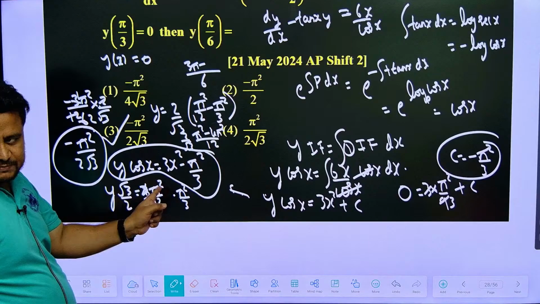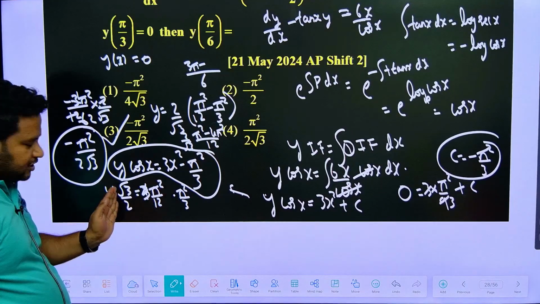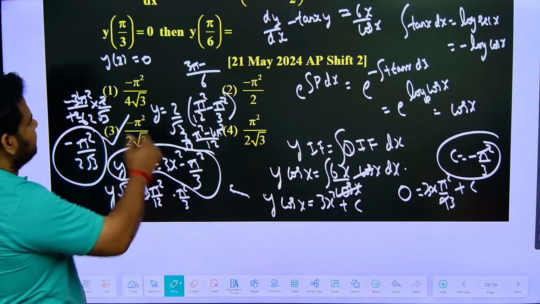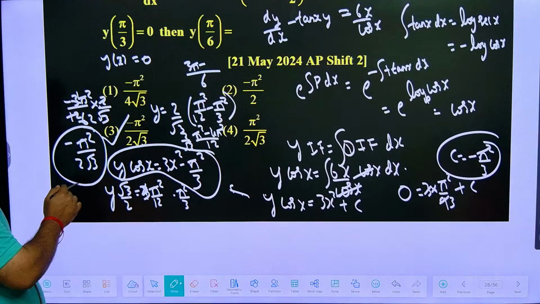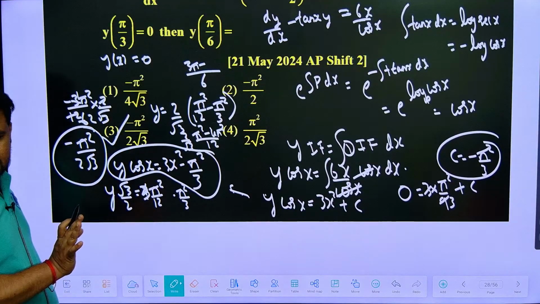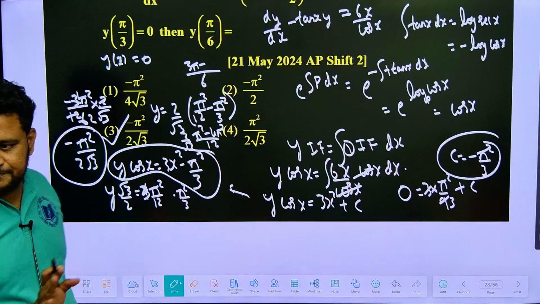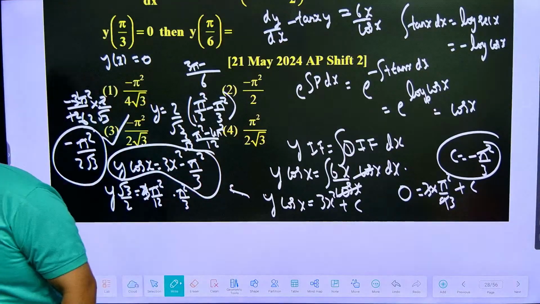I will get it as minus 3 pi square by 12. Here root 3 by 2 is there. If I send it that side, on simplification I will get the answer as minus pi square by 2 root 3. That's all. Clear? Understood everyone? Got it? Okay. Next.